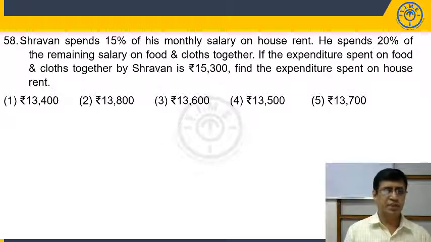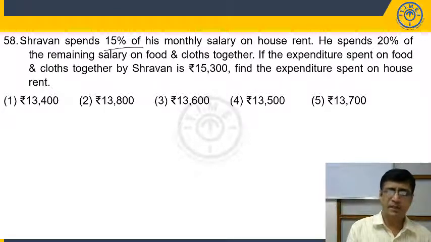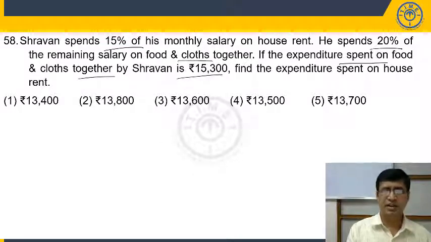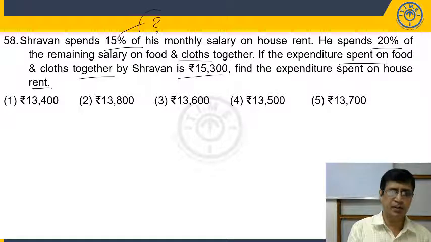Now, Shravan spends 15% of his monthly salary on house rent. He spends 20% of the remaining salary on food and clothes together. If the expenditure on food and clothes together by Shravan is 15300, find the expenditure spent on house rent. So 15% is equal to question mark.